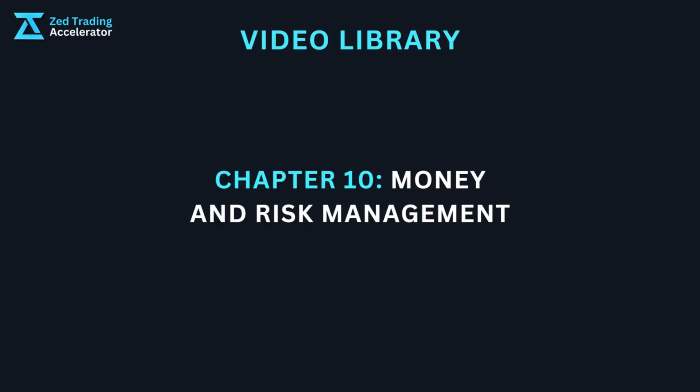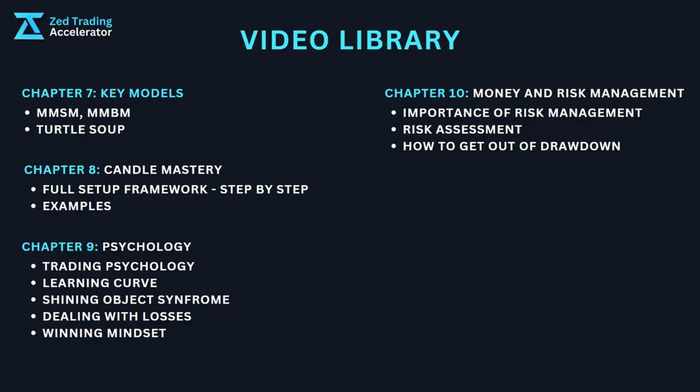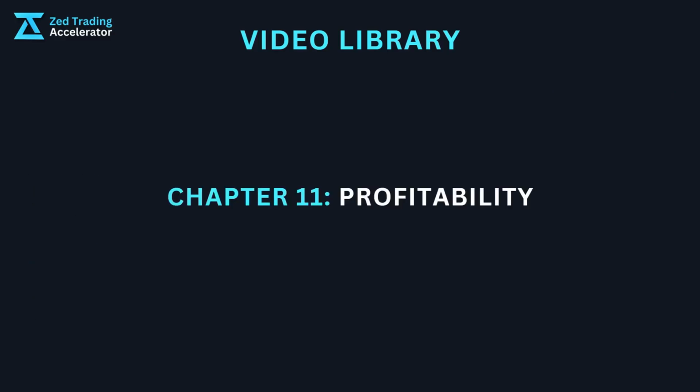Also, I have this prop firm risk calculator where you can change the outcome of your trade. For example, you have a 50% win rate. If you change the risk to 1%, it will show you exactly how many trades you need to take to pass the challenge. Don't worry, I'll explain in more detail. Here I will discuss the importance of risk management, risk assessment, and how to get out of drawdown.